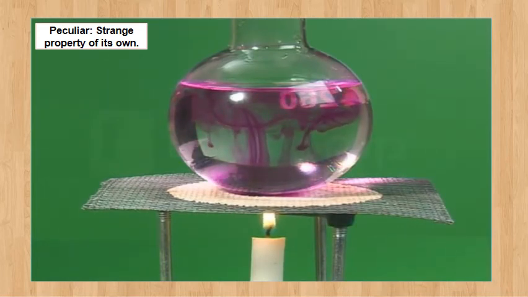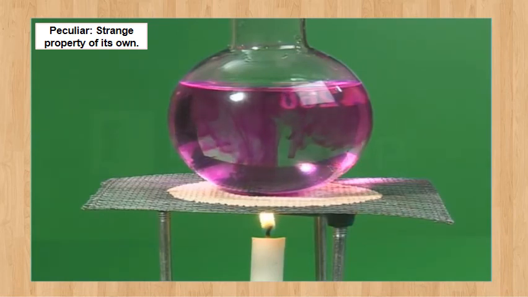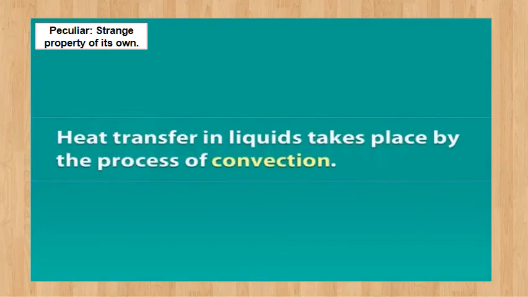This kind of heat transfer is known as convection. In convection, there is an actual transfer of the particles of the medium. This process necessitates the heating of a liquid from below rather than from the side or the top in order for it to boil. So, convection is the mode of heat transfer in liquids. Heat transfer in liquids takes place by the process of convection.